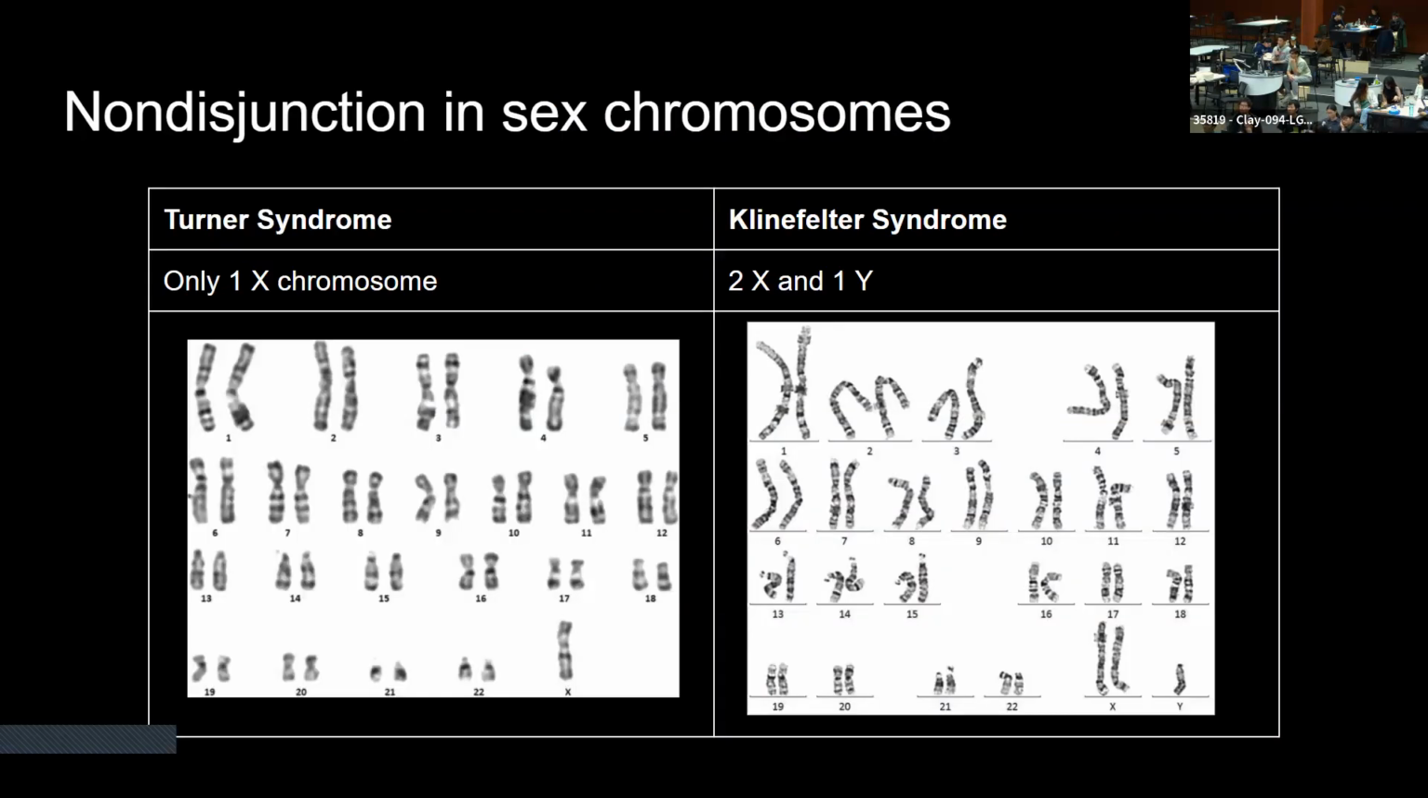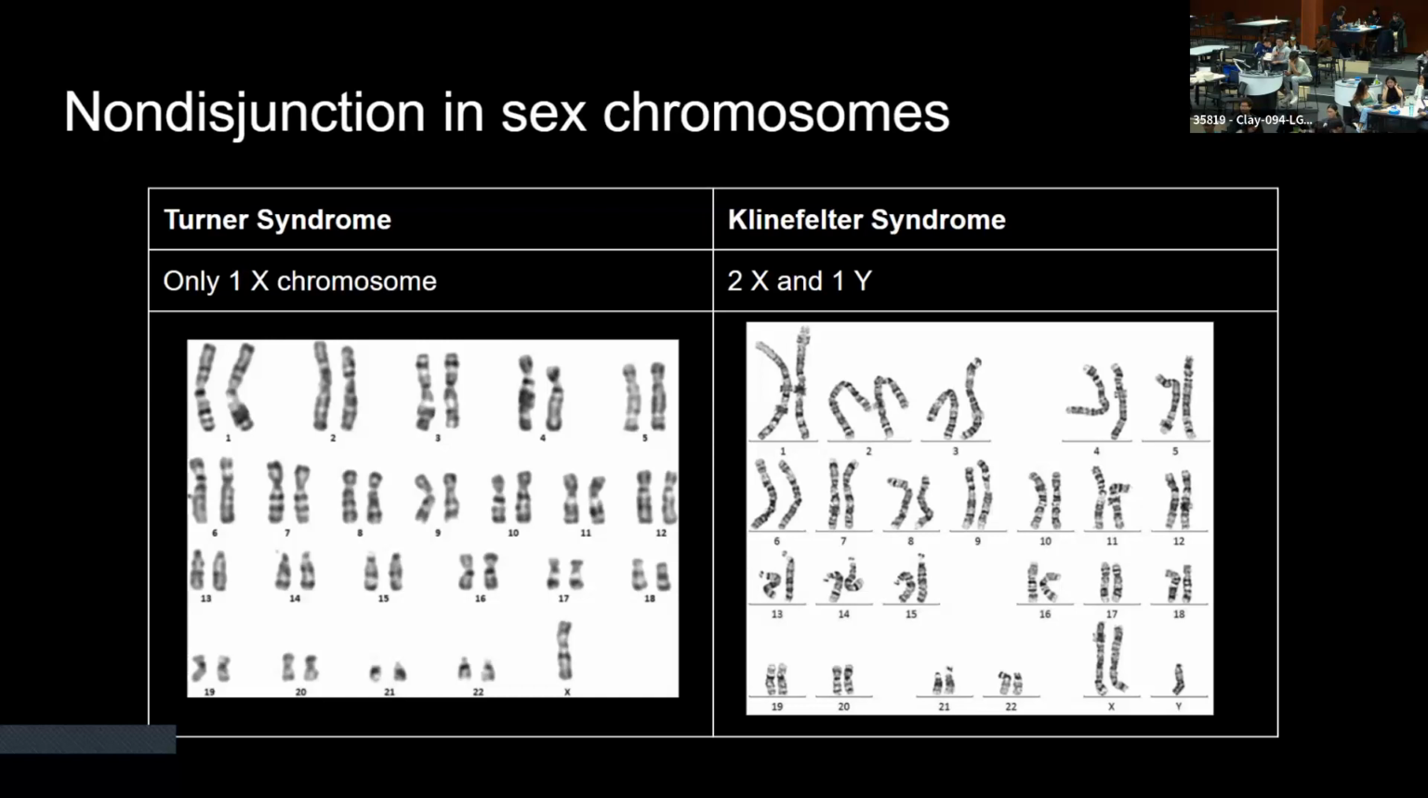Now, what happens when we have non-disjunction in sex chromosomes? These are the only 2 conditions you need to be aware of. So we have Turner syndrome and Klinefelter syndrome. Looking at Turner syndrome, if we have a look at the chromosomal staining there, we can notice we only have 1 X chromosome. Whereas with Klinefelter, we have 2 X chromosomes and 1 Y chromosome.